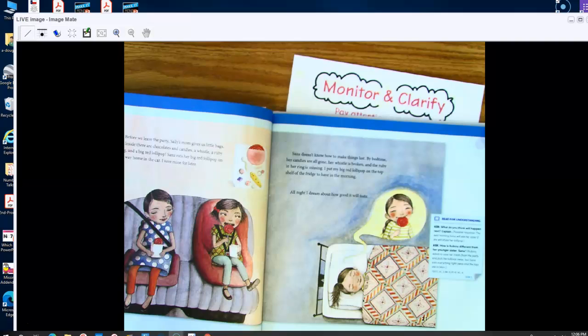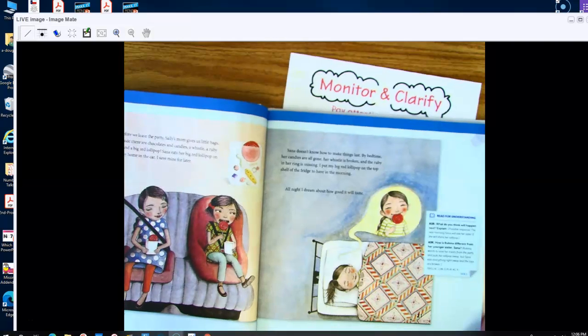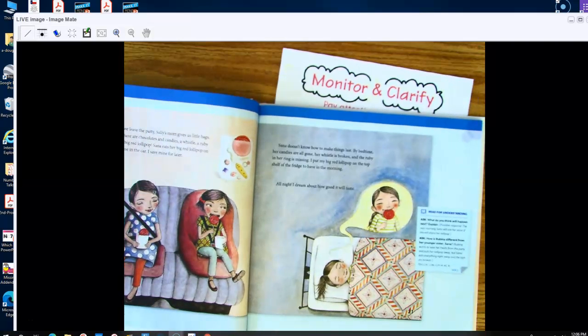Sana doesn't know how to make things last. By bedtime, her candies are all gone. Her whistle is broken, and the ruby in her ring is missing. I put my big red lollipop on the top shelf of the fridge to have in the morning. All night, I dream about how good it will taste.